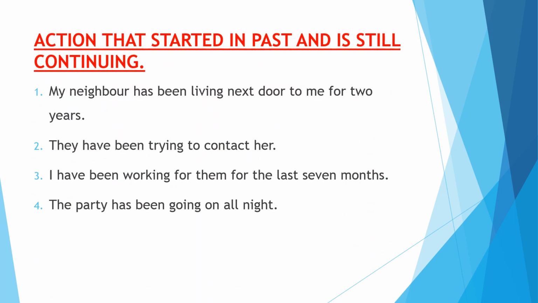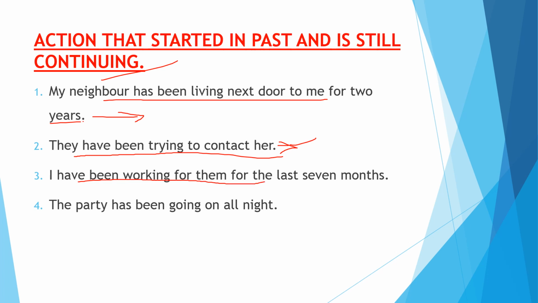Here are the uses. As I told you, this talks about an action that started in the past and is still continuing. First example: my neighbor has been living next door to me for 2 years and is still living there. They have been trying to contact her, yet they are not able to make contact and are still trying. I have been working for them for the last 7 months and will still work there, I don't know for how many years.